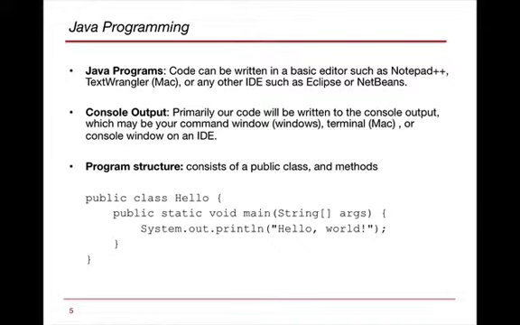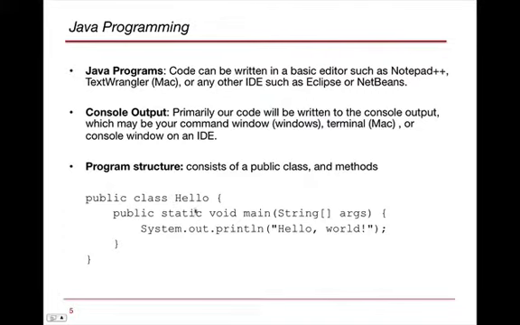The console output is primarily where our code is written to the console. If you're familiar with a command prompt or with Terminal on a Mac, we're going to execute the code in those, and then they will actually run, and you will see the output there. When we get to things such as applets and even graphical user interfaces, the introduction of that, it will run a window that would be very similar to what you would notice as a Windows window or even a Mac window.